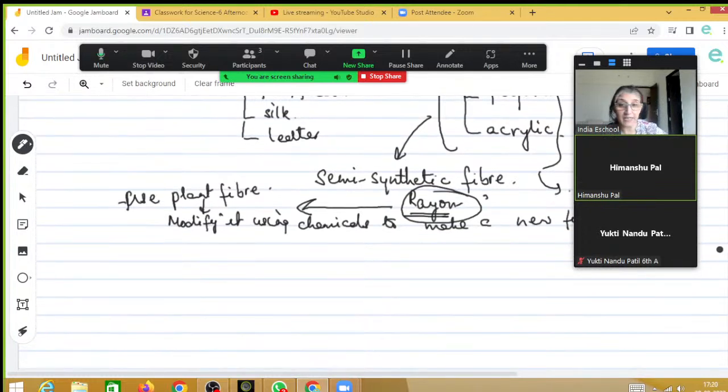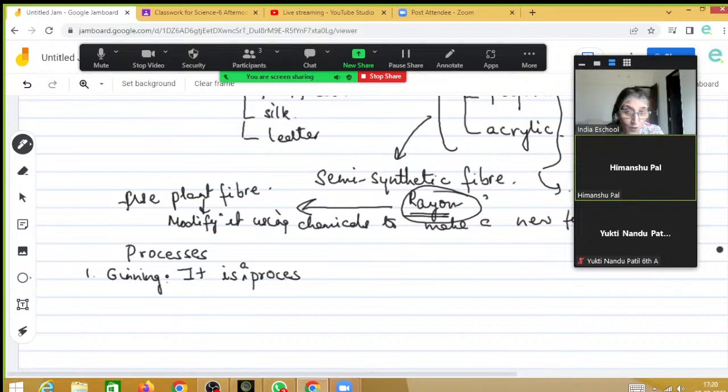Himanshu, tell me what is ginning. So we are writing just the processes now. What is ginning? Ma'am, ginning is to separate seeds from the cotton balls. From cotton balls. It is a process. This process is called ginning. Ginning is a process to separate seeds from cotton balls. Very nice.